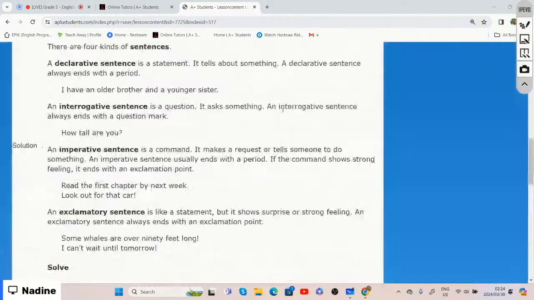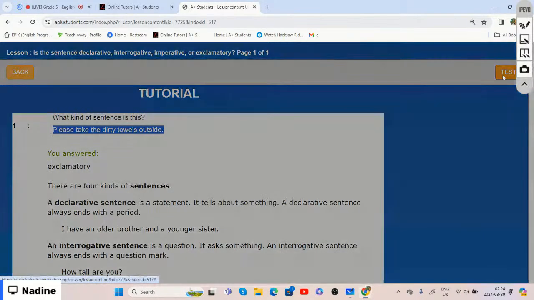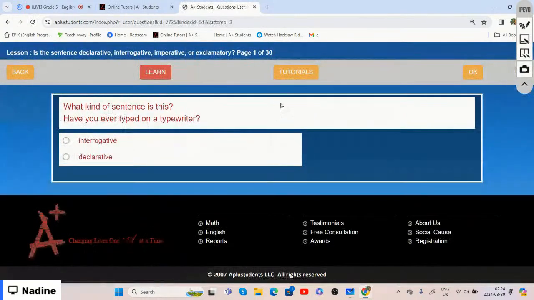All right, so now let's go to our test, right? Where we are going to say, is it a declarative, interrogative, imperative, or exclamatory sentence? If we look at the sentence, we need to say, what kind of sentence is this? Have you ever typed on a typewriter? You need to say if that is an interrogative sentence or declarative sentence. Is that an interrogative sentence or declarative sentence?